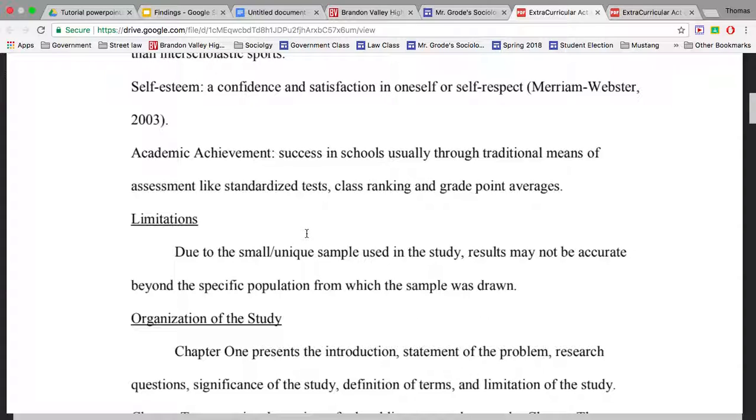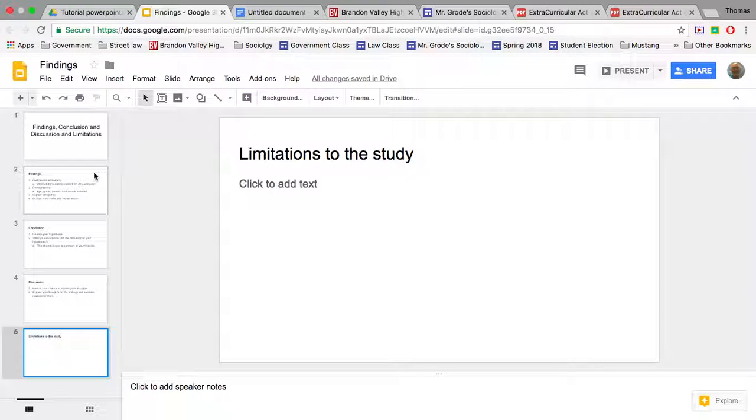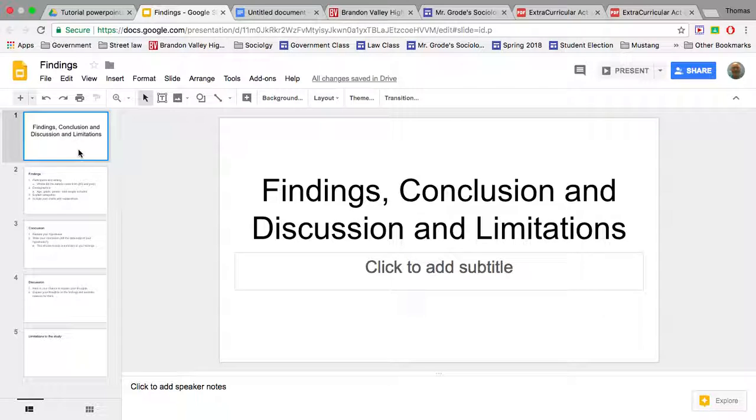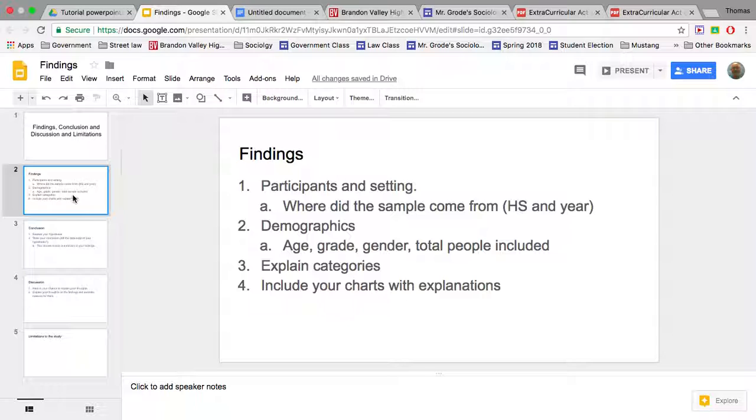What are the limitations of this? Did you have some poorly worded questions? Did some people not take it seriously? Okay, so that's what needs to be included in this part of the paper: your findings, your conclusion, your discussion, your limitations. And that doesn't conclude your paper because we need to put it all together in a smooth form, but you have most of your paper written. Now is the point of just the fun part, putting the data in there and analyzing that data.